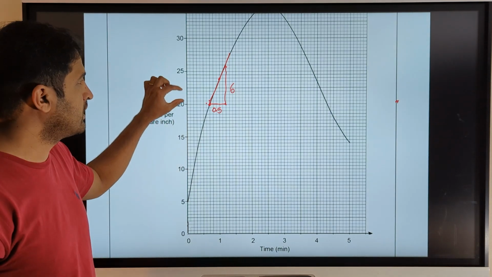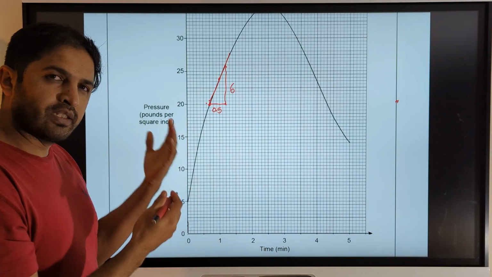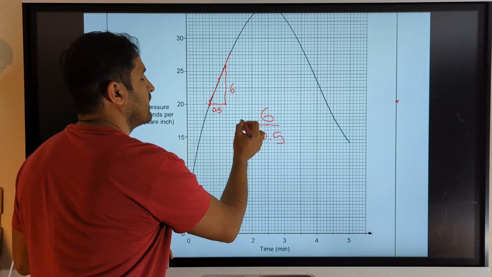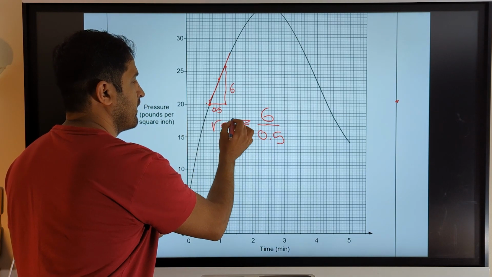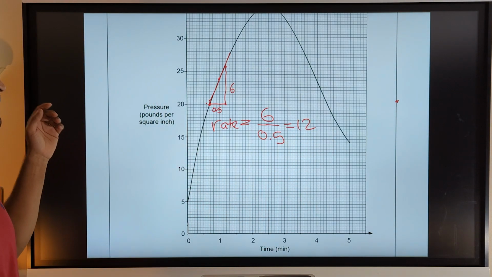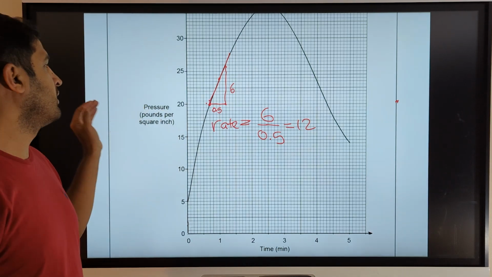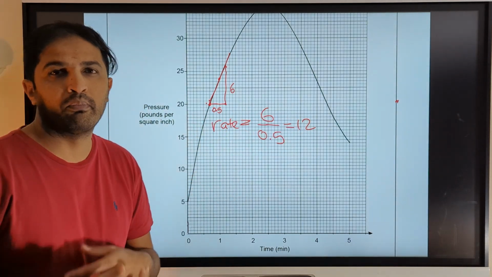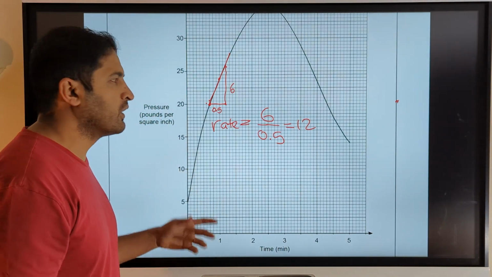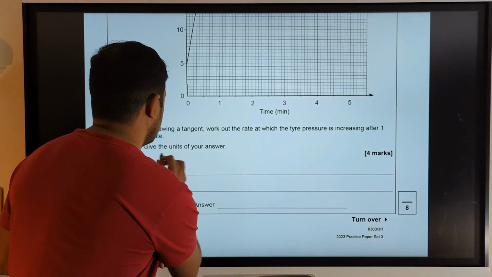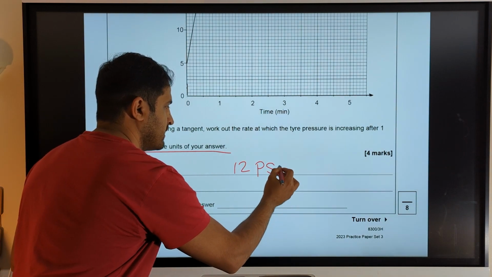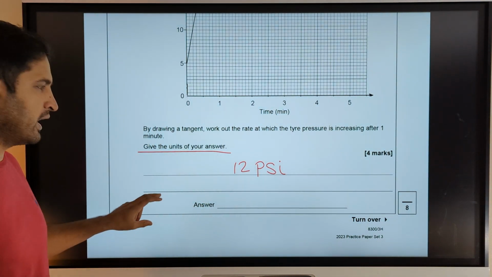Every 2 boxes here is 1. So the gradient, that's the rate of change. So 6 divided by 0.5. That's your gradient, that's the rate. So 6 divided by 0.5 will give me 12. So that's going to be 12 psi, 12 pounds per square inch. Psi is the unit for pressure, pounds per square inch. Imperial units, no wonder. So it does tell you to give the unit of your answer. So it's 12 psi, 12 pounds per square inch.